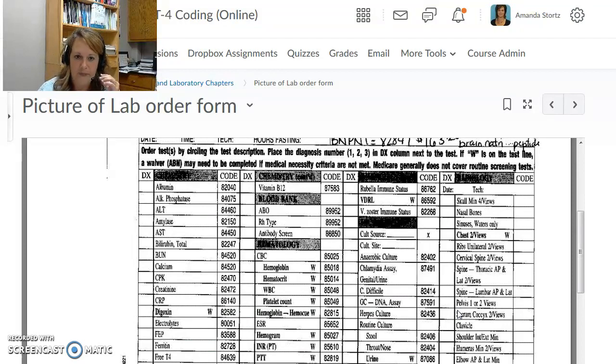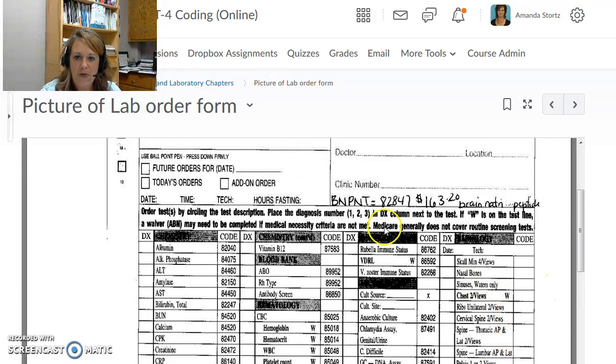Now you also can look at page 141 and see a copy of the lab order form that the textbook provides for us. Tests are often requested by means of a super bill or requisition form, as illustrated there on page 141 and here on your screen as well. You can see that I have some notes here. The BNP is CPT code 82847, or it was back then when I used it.